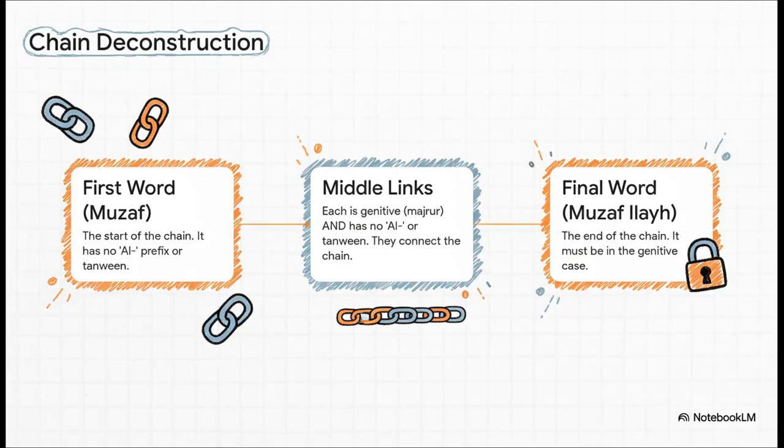So this gives us a simple, repeatable process for breaking down any chain you find. First, just identify the word at the very beginning. It has to be a mudaf. Then, check the word at the very end. It must be a Mudaf Ilaih. And finally, check every single word in between. If they all follow that middle link rule, congratulations, you found yourself a chain.